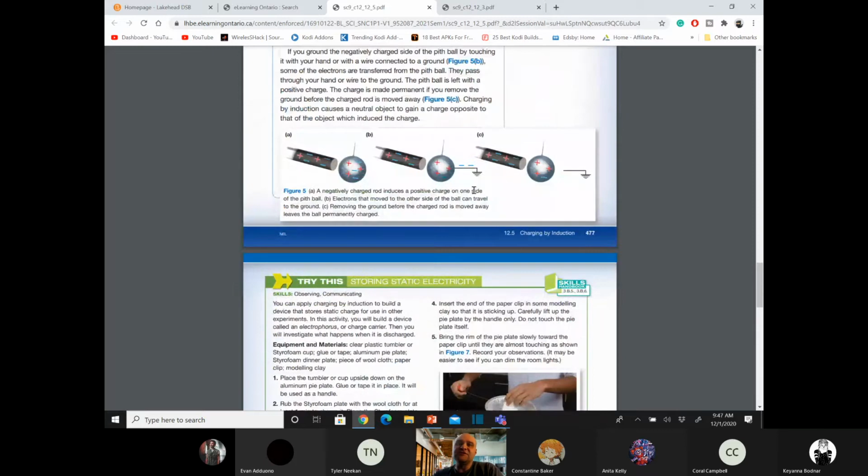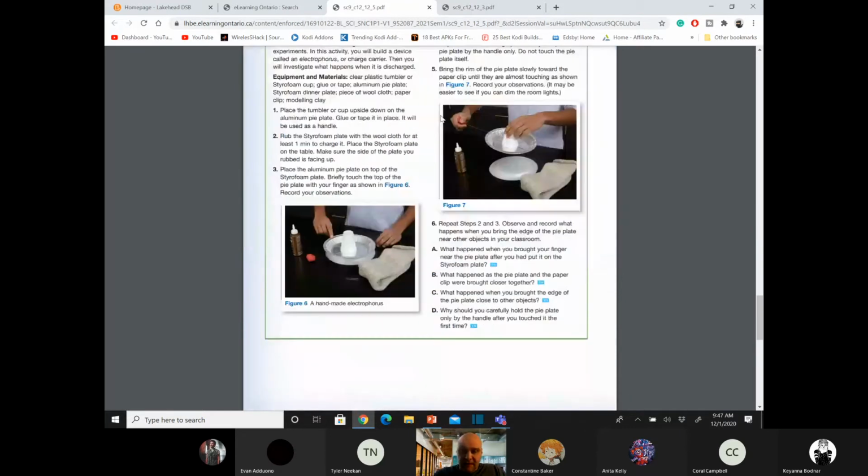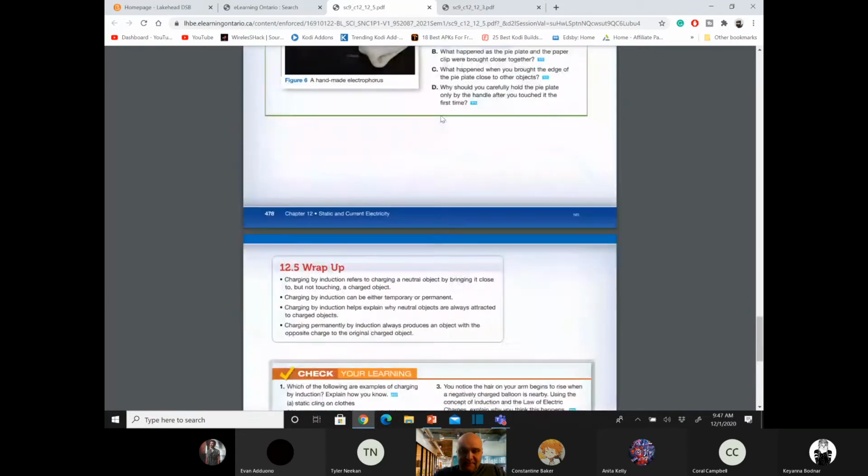And an example of induction, which you may even be experiencing right now, is your computer screen. Your computer screen is actually attracting dust, and it's attracting it because there ends up being a negative charge on it, and then the induced force makes the dust particles move towards you. Okay, so that wraps that up.